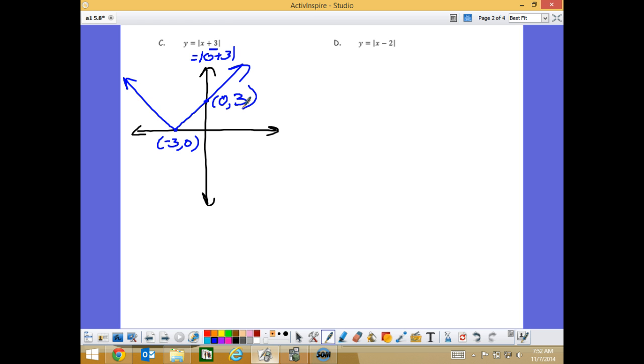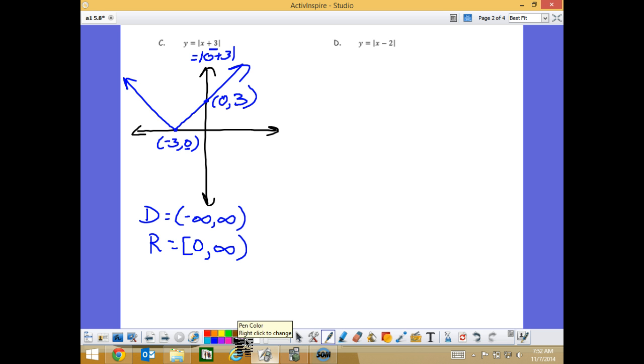So then the domain goes from left to right, negative infinity to infinity. And the range goes from bottom to top. And the y-coordinate on the bottom is 0. And again, since it includes 0, we put a bracket around the 0. And it goes from the bottom to the top, which is positive infinity.